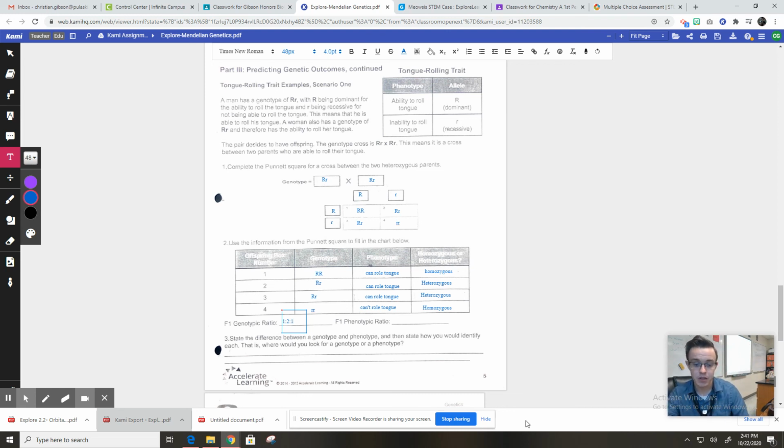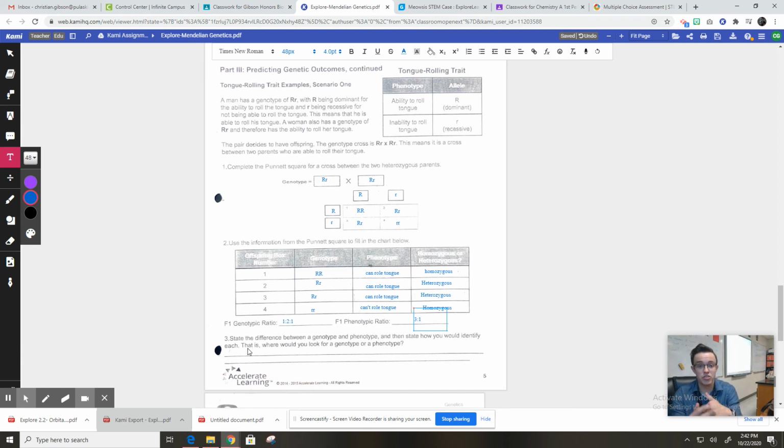Okay. Now, what's the phenotypic ratio? Well, that's the ratio of the different phenotypes to another phenotype. So here we have 3 offspring can roll their tongue, 1 cannot. So the phenotypic ratio is going to be 3 to 1. 3 can, 1 cannot. And number 3, state the difference between a genotype and a phenotype.